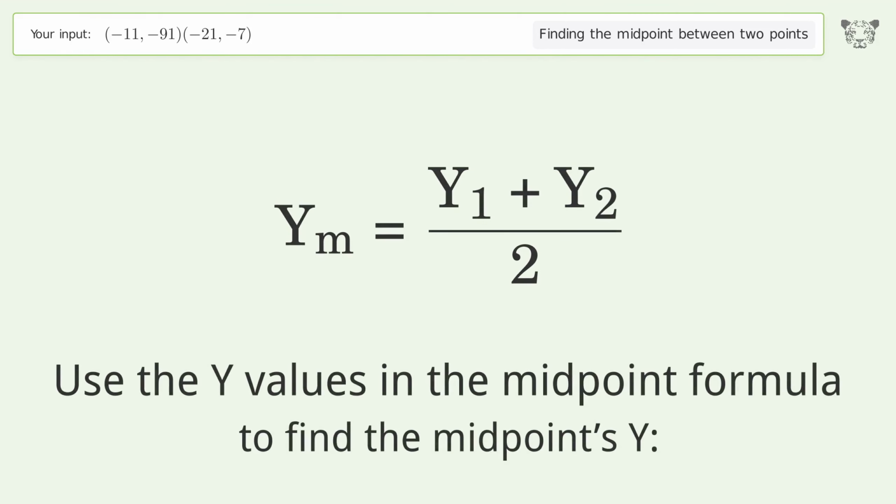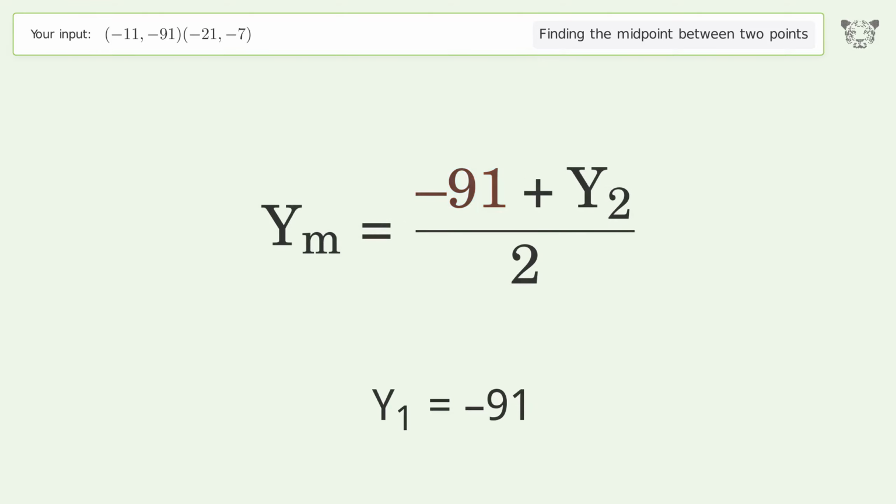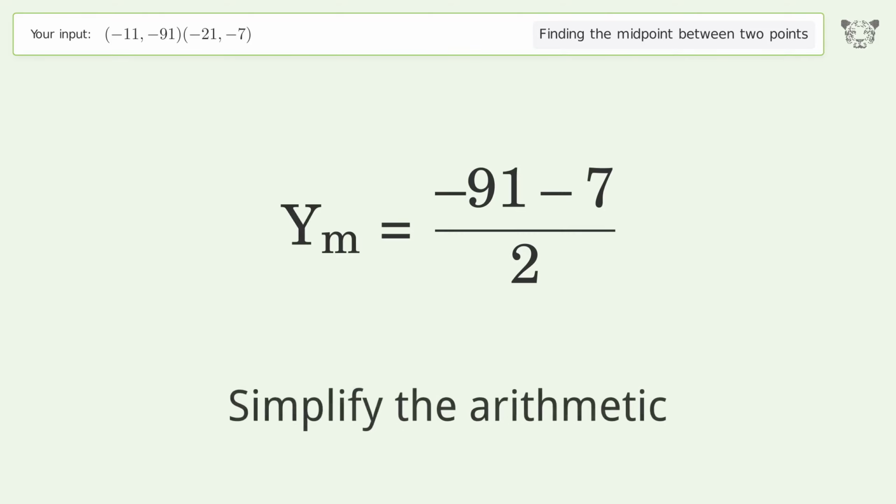Use the y values in the midpoint formula to find the midpoints y. y1 equals -91. y2 equals -7. Simplify the arithmetic.